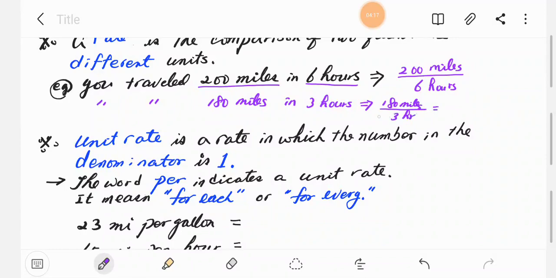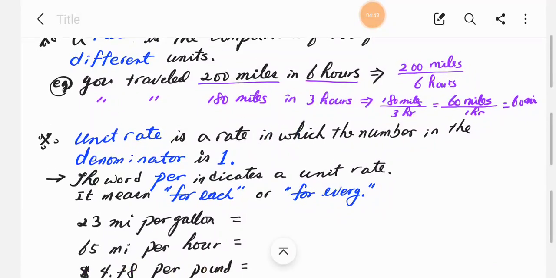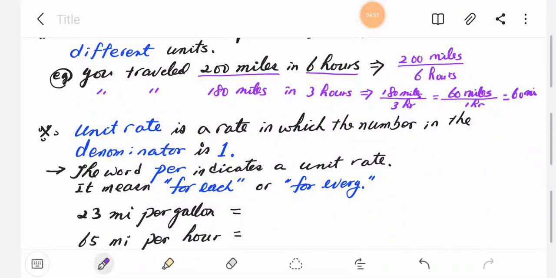So divide the number in the numerator, 180, by the number in the denominator. It will be 60, right? So you can write it as 60 miles over 1 hour. The denominator became 1 hour. So this is the same as 60 miles per hour, isn't it? Not enough space, so you can write it as 60 miles per hour. That is how we write it.